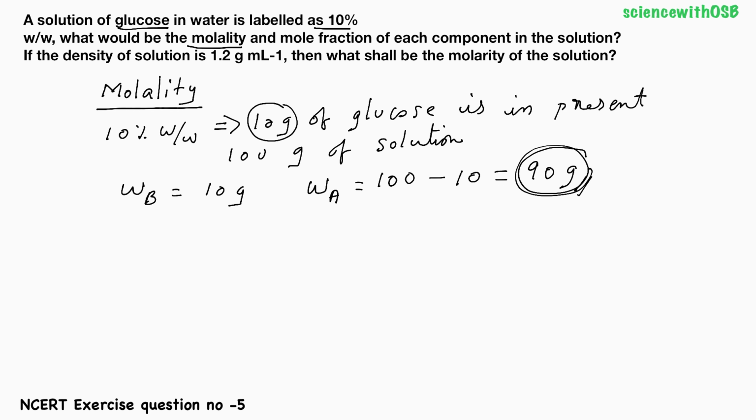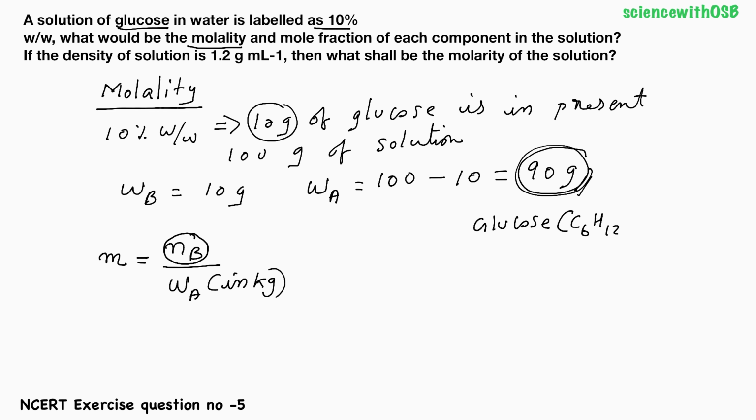How to find molality if mass percentage is given? It is very easy. Directly apply the equation of molality. Molality m is equal to number of moles of solute by mass of solvent in kilogram. So we can find the number of moles of solute first. What is solute? Glucose. What is glucose? C6H12O6. What is the mass of glucose given in the question? 10 gram.